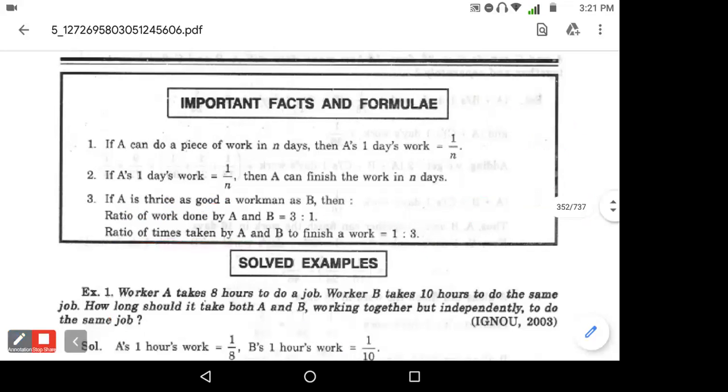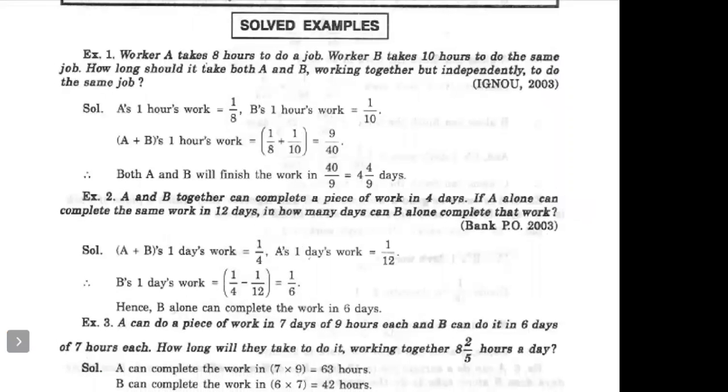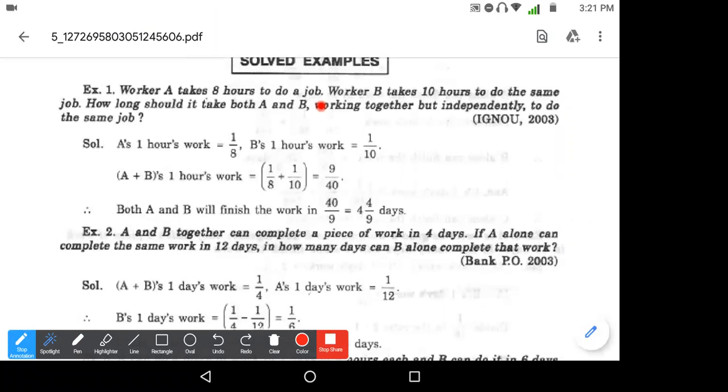So these are a few of the important facts and formulas that you are supposed to understand. Now let us directly solve the problems. Okay, so the first problem, let us see what is there. Worker A takes 8 hours to do a job. Worker B takes 10 hours to do the same job. How long should it take both A and B working together but independently to do the same job?